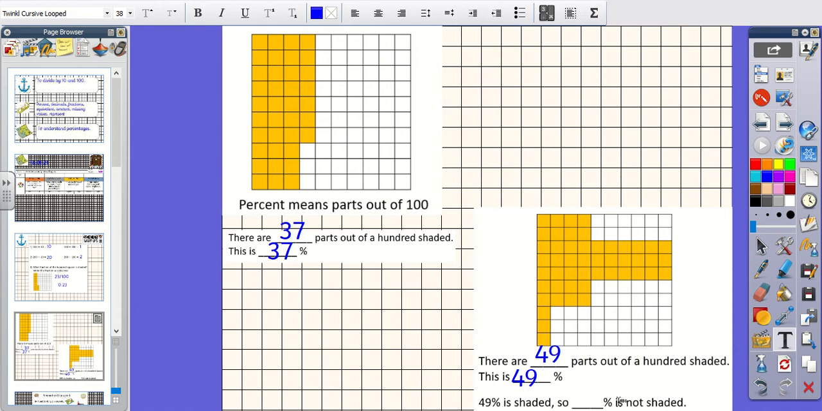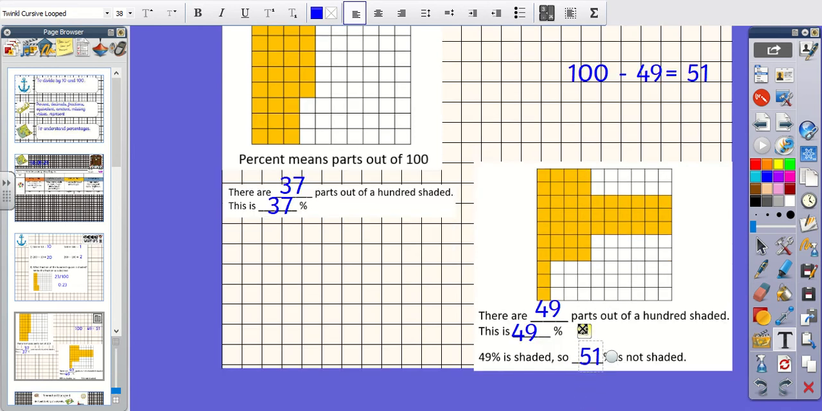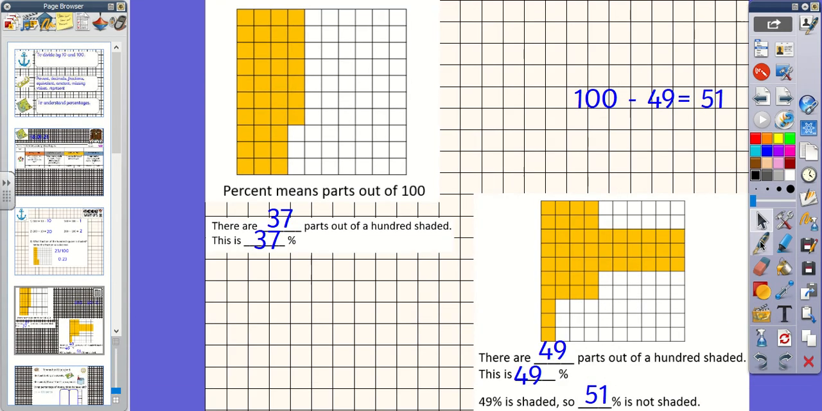So how many percentage is not shaded? So remembering that percentage means out of 100. So if we did 100 subtract 49, we should know that the answer is going to be 51. So 51% is not shaded. Okay, so it's really, really important that you know that percentage means parts out of 100.